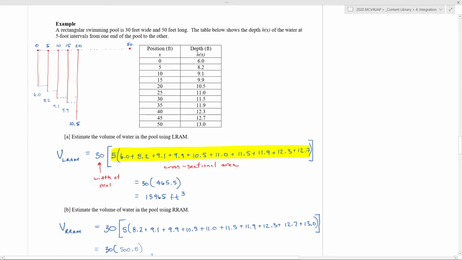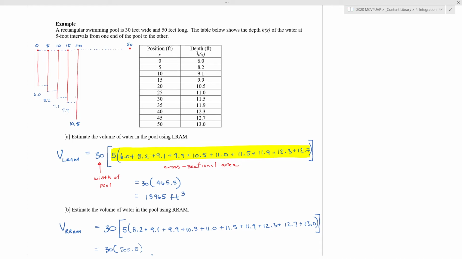That's going to give me the cross-sectional area of the swimming pool, but I have to multiply that by 30 because the width of the pool is 30. So I end up getting 30 times 465.5. Okay, my answer is 13,965, and the units are cubic feet.